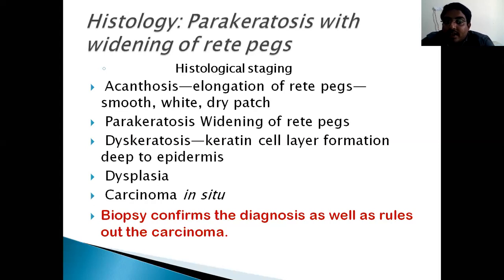See the stagings. Acanthosis is an elongation of the rete pegs, then a smooth, white and dry patch. Then parakeratosis, widening of the rete pegs, dyskeratosis, and keratin cell layers forming deep to the epidermis. Then dysplasia and carcinoma in situ. These are the stages. The confirmative diagnosis is biopsy, in which you will differentiate whether it is a benign or a malignant lesion.